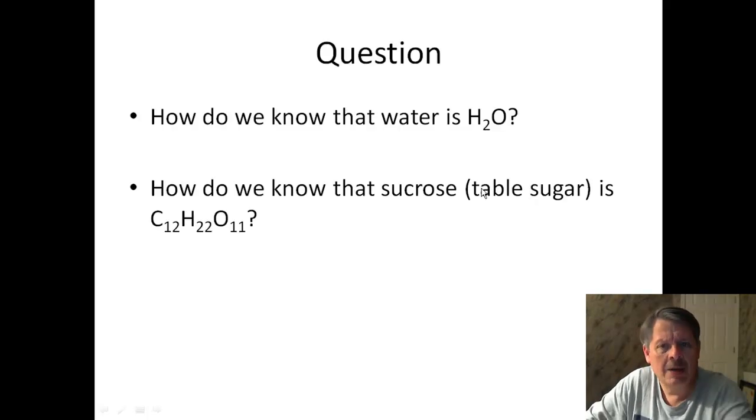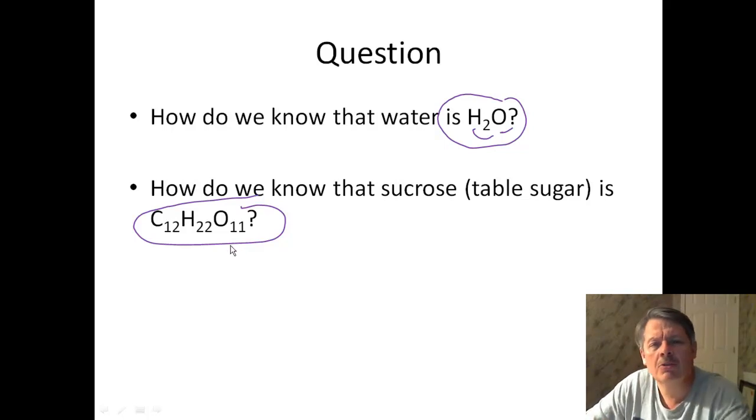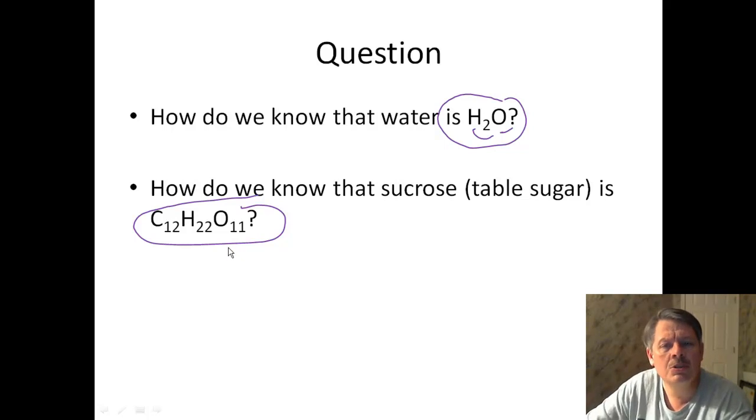But before we do that, I want to ask a question. How do we know that water is H2O? How did somebody ever figure out that water is made up of 2 hydrogens and 1 oxygen? How did anybody ever figure out that table sugar was made up of 12 carbons, 22 hydrogens and 11 oxygens all bonded together somehow? How did somebody do that? I mean, you can't go and look at the thing under a microscope, so you can't see it. So how in the world would you do that?